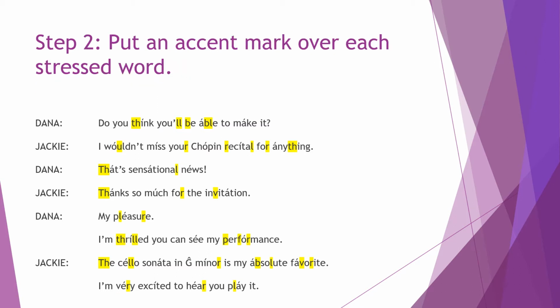In step 2, I've put an accent mark over each stressed word in the scene. And as you know, that means nouns, verbs, with a few exceptions, adjectives, adverbs, question words like what, where, and why, and indefinite pronouns like something and anyone. So pause the video and take a quick look at the words I've accented. Now that you've found all the stressed words, remember that these are the words that will take the beats and give your sentences English's distinctive jazzy rhythm.